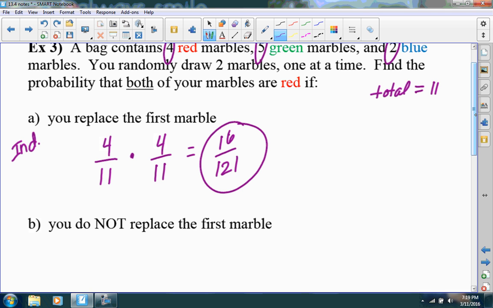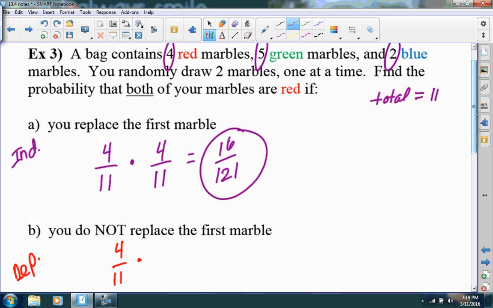So again, you have a 4 out of 11 chance that that first marble is going to be red, but now you are not replacing it. So this becomes a dependent situation. So we're going to multiply by our other probability, but if you draw a red marble the first time, you've reduced the number of red marbles in the bag because you haven't put that red marble back. And you've also reduced the total because you haven't put that red marble back.